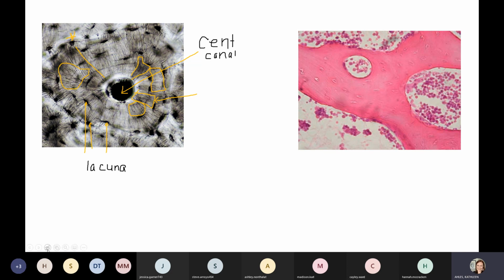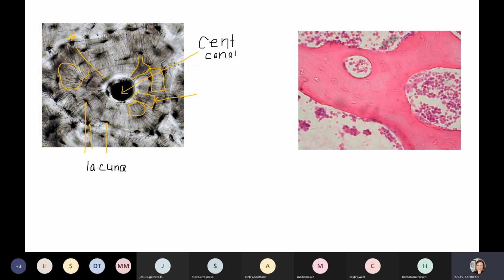So on the left, we're looking at compact bone. We need to know those central canals, the big black spots, the lacuna, the small black spots, and the canaliculi, the little stringy things we see. Over on the right, you are seeing spongy bone tissue.